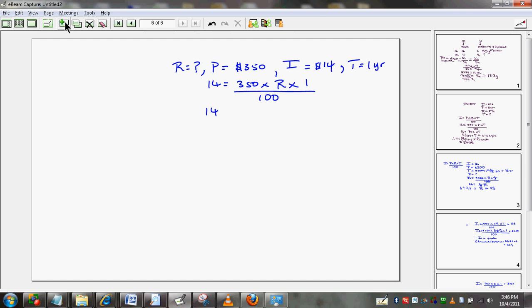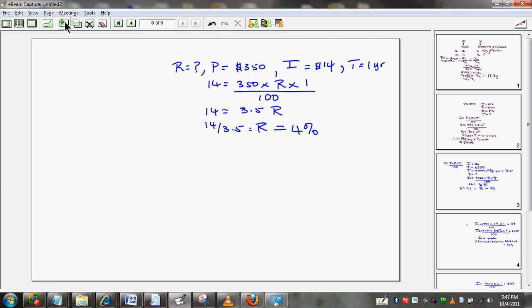So we are saying, therefore, that $14 is equal to 3.5 R. If you multiply 350 by 1 and divide by 100, you'll get 3.5. Therefore, 14 over 3.5 will give us what the rate is. And what's 14 divided by 3.5? 4. So the rate percent per annum is 4%. That's your rate, and that's the same rate you're going to apply on the new amount.